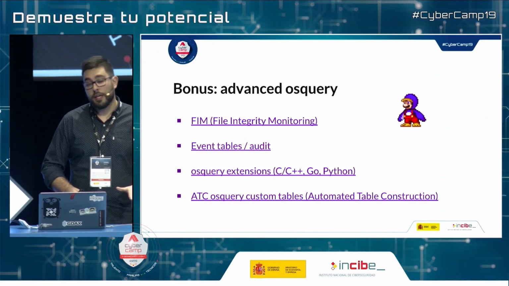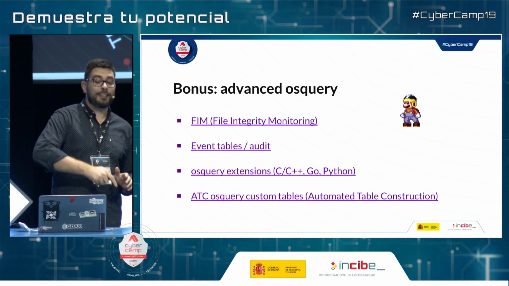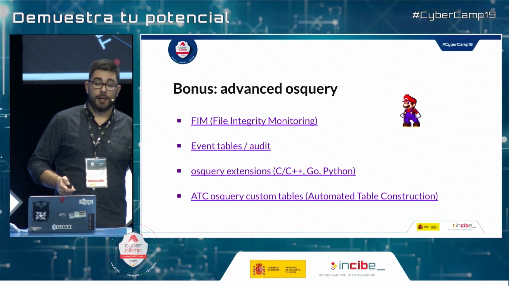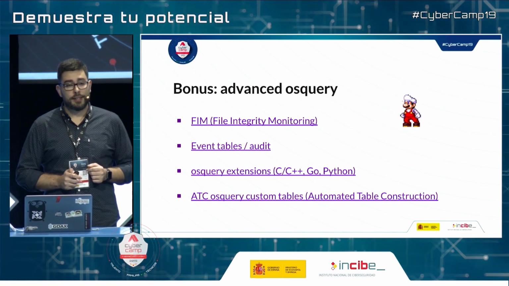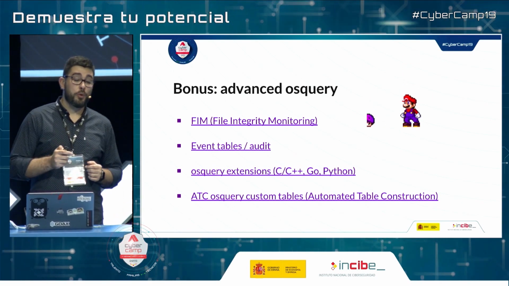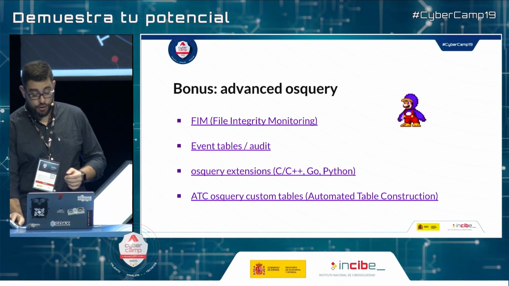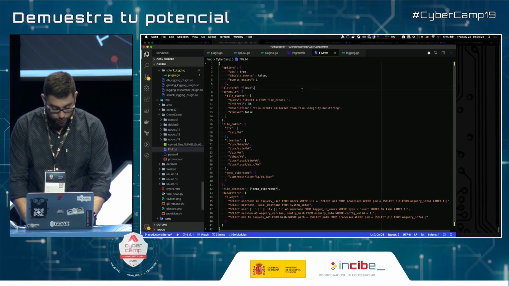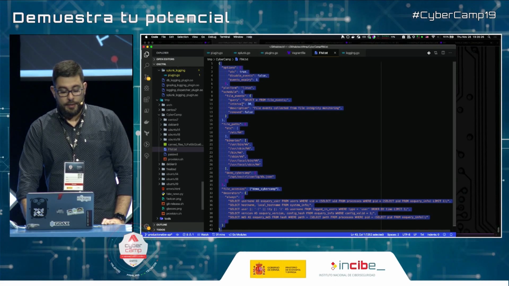So if you now know how to use OSquery and you know how to use your TLS endpoint, what's the next step? You could use OSquery to detect archives. Perhaps you have confidential files and you want to know when somebody is using them. You can use OSquery for that. I can show it to you quickly. I already have a configuration here for OSquery.